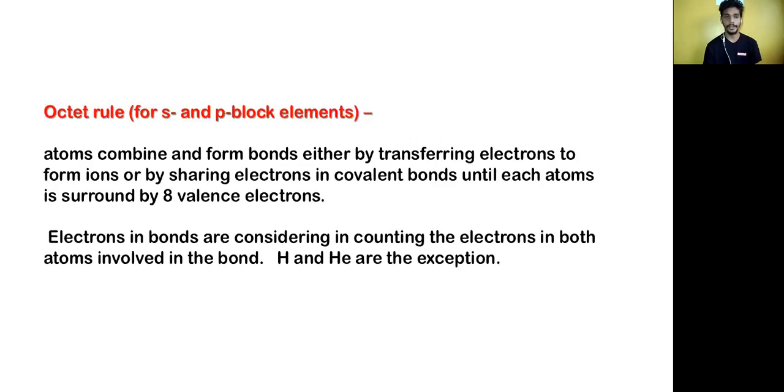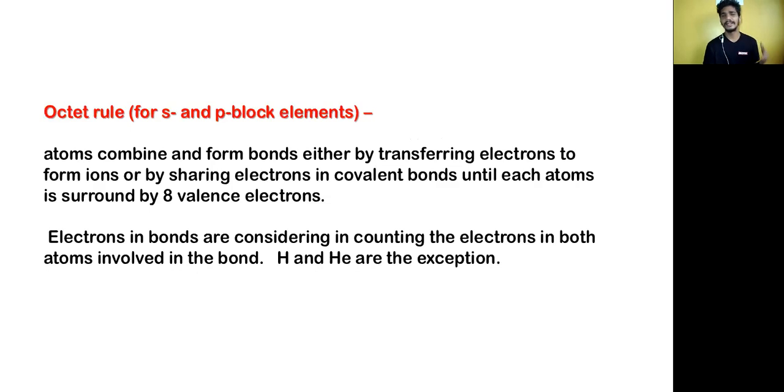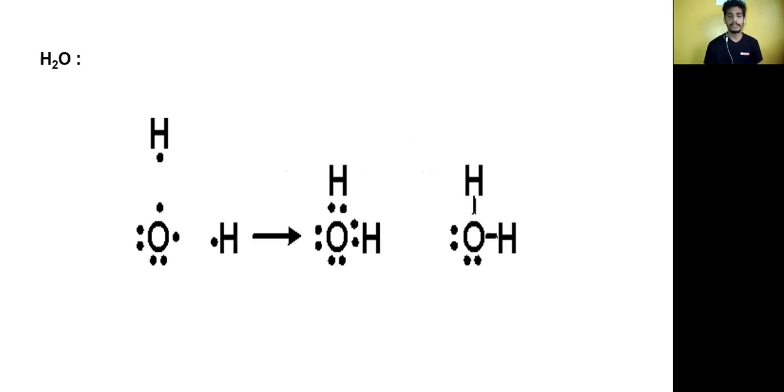Now, the octet rule applies for s and p elements only, which combine and form a bond either by transferring electrons or by sharing them. In counting electrons, the bonding electrons are counted for both atoms involved in the bond, for hydrogen and helium. We have studied this before; those points are repeating. Now, in the case of H2O, one hydrogen is here, one hydrogen is here. They are going to donate one electron each and combine. Do you find this structure? You can see my cursor, right? This electron and this electron are going to combine. So the ultimate structure is very important. Just have a look, students.